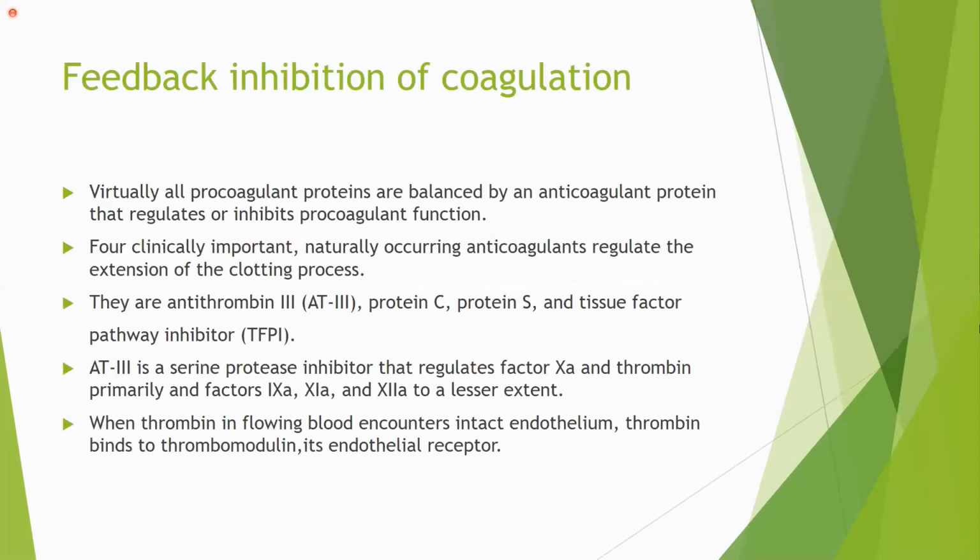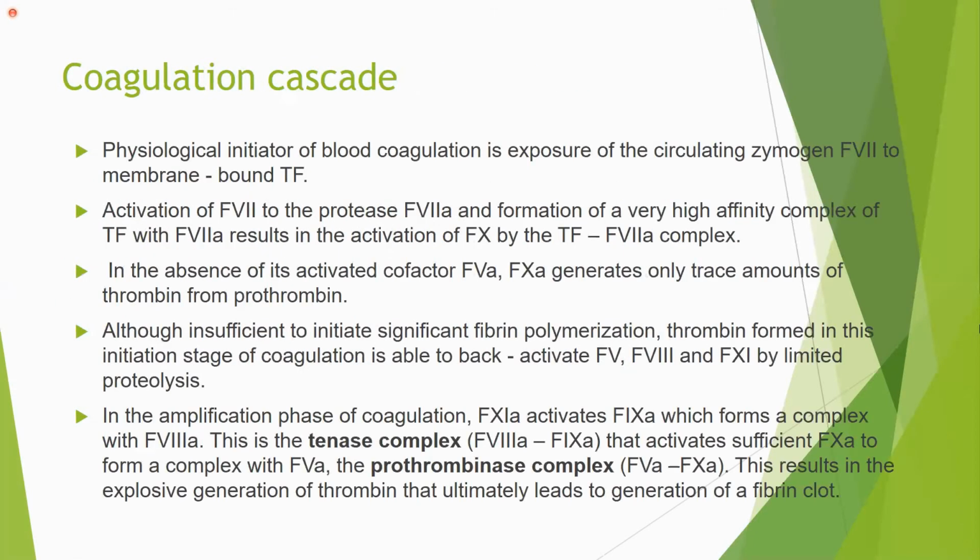Now what happens in the extrinsic pathway? Activation of factor 7 to the protease factor 7A and formation of a very high affinity complex. This tissue factor 7A complex results in the activation of factor 10. Now, in the absence of its activated cofactor, factor 5A, factor 10 generates only trace amounts of thrombin from prothrombin.